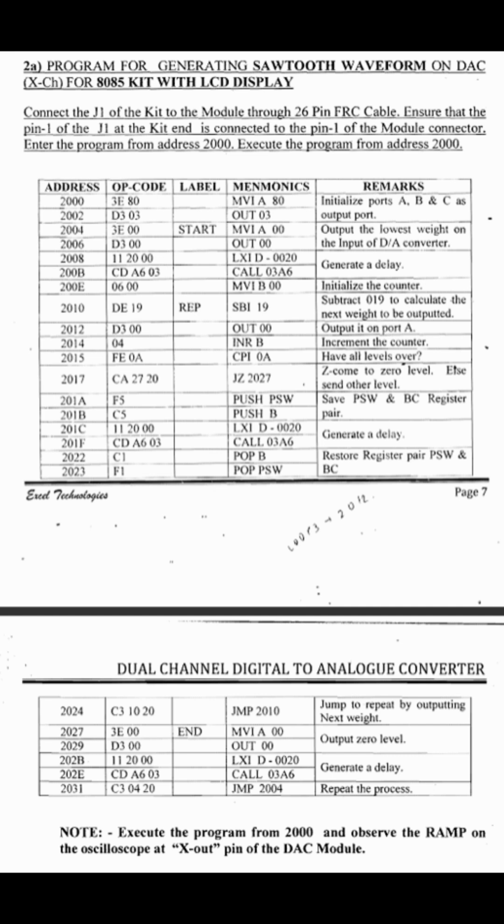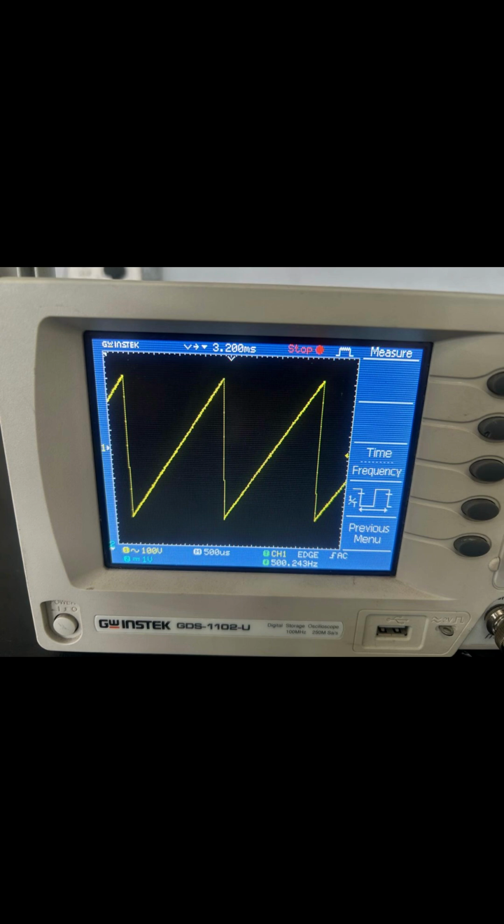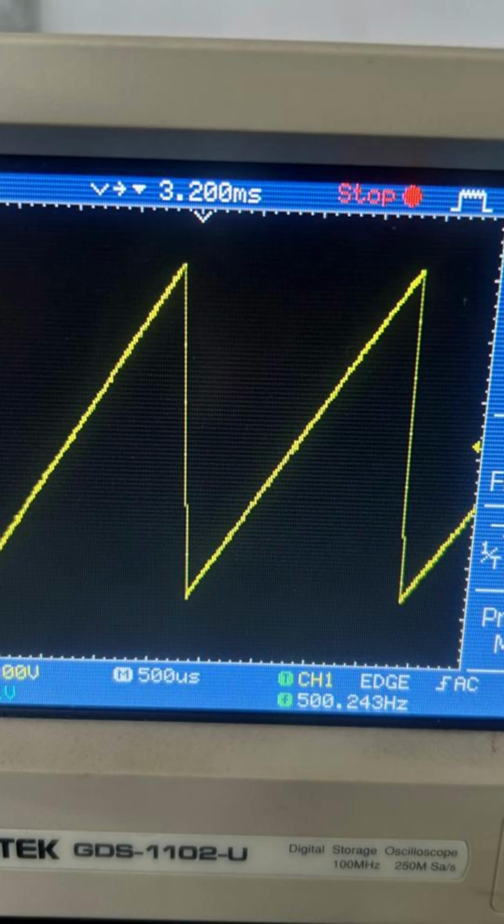For sawtooth waveform generation, the program outputs a sequence of weighted digital values stored in memory. Each value increases the voltage in steps, and when the highest value is reached, it suddenly drops back to 0. This produces the sawtooth pattern visible on the CRO display.